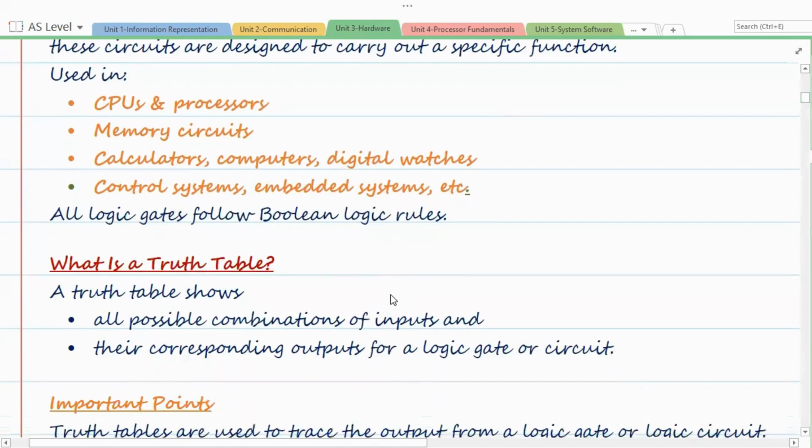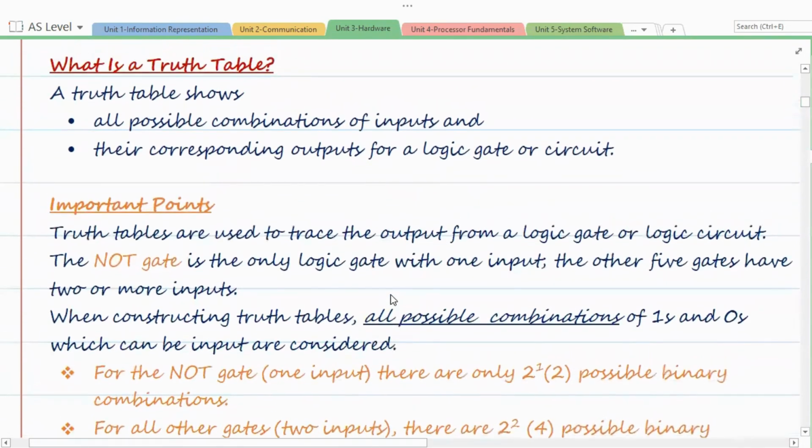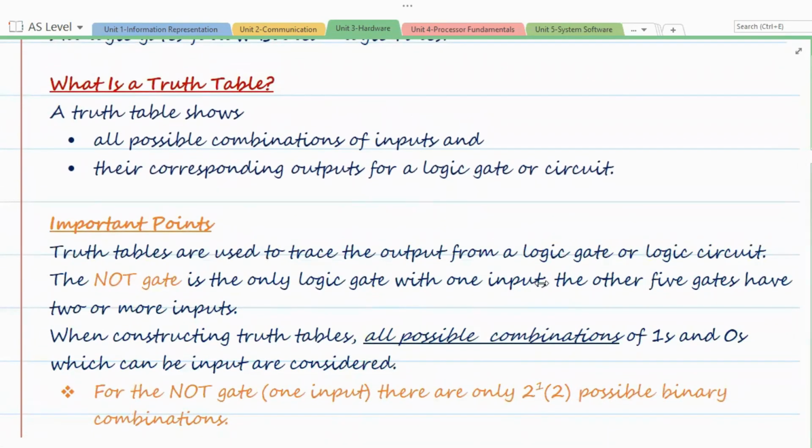Now let's talk about truth tables. What is a truth table? Before learning the gates, we need to understand truth tables because a truth table shows all the possible combinations of inputs and their corresponding output. Think of it like an answer sheet showing what happens for every possible situation.